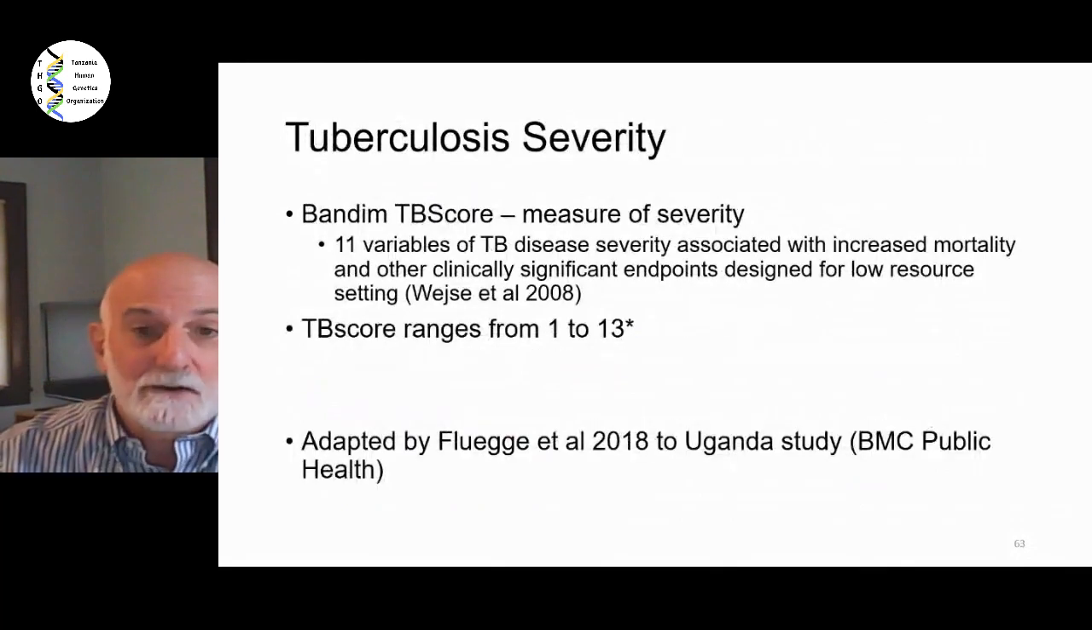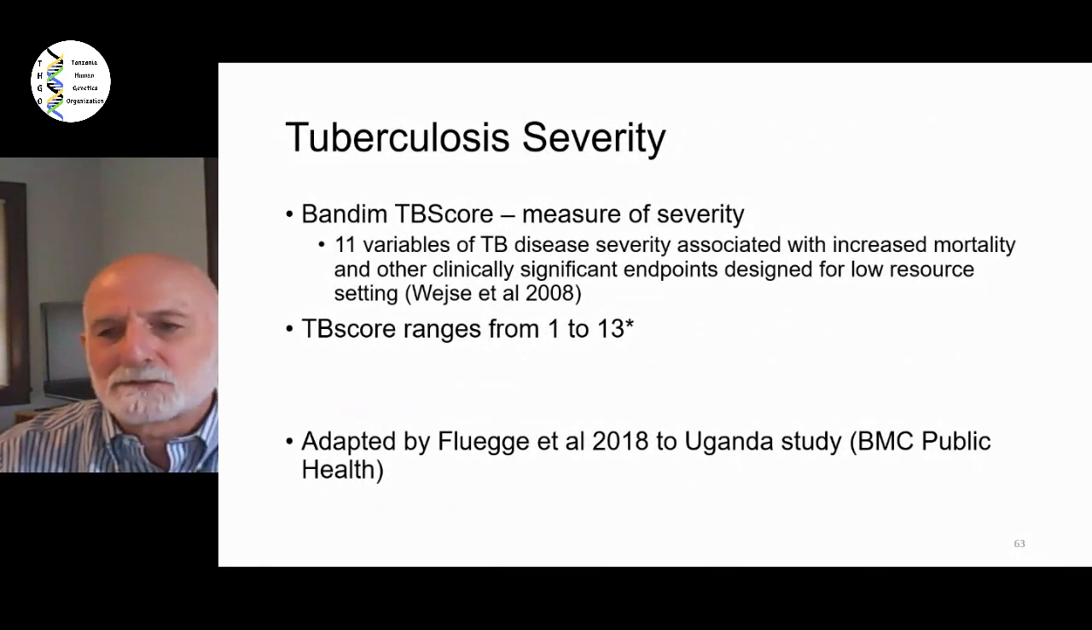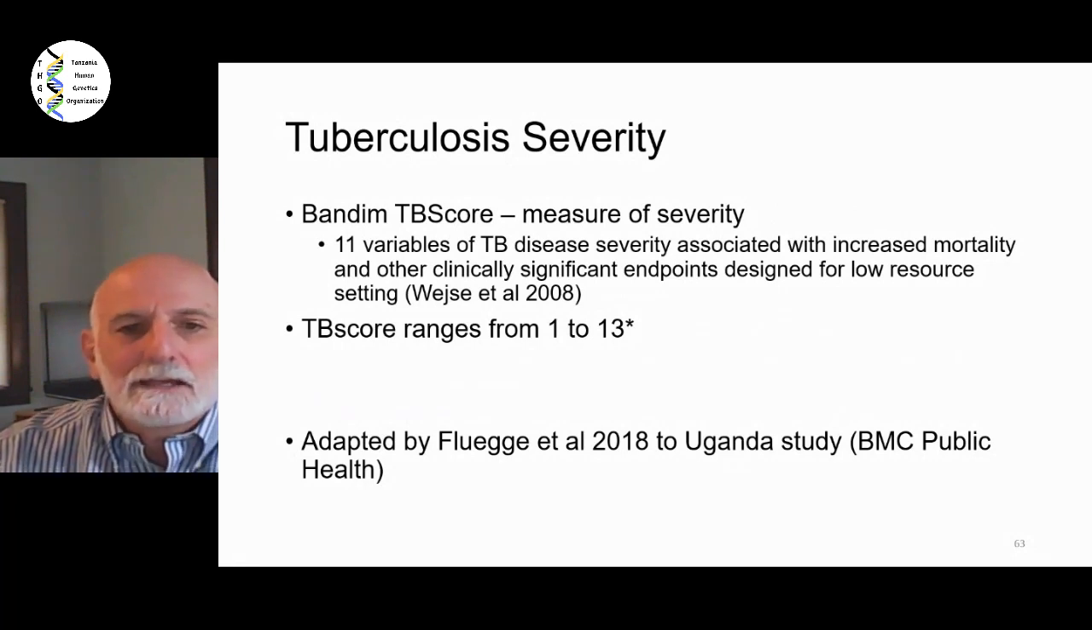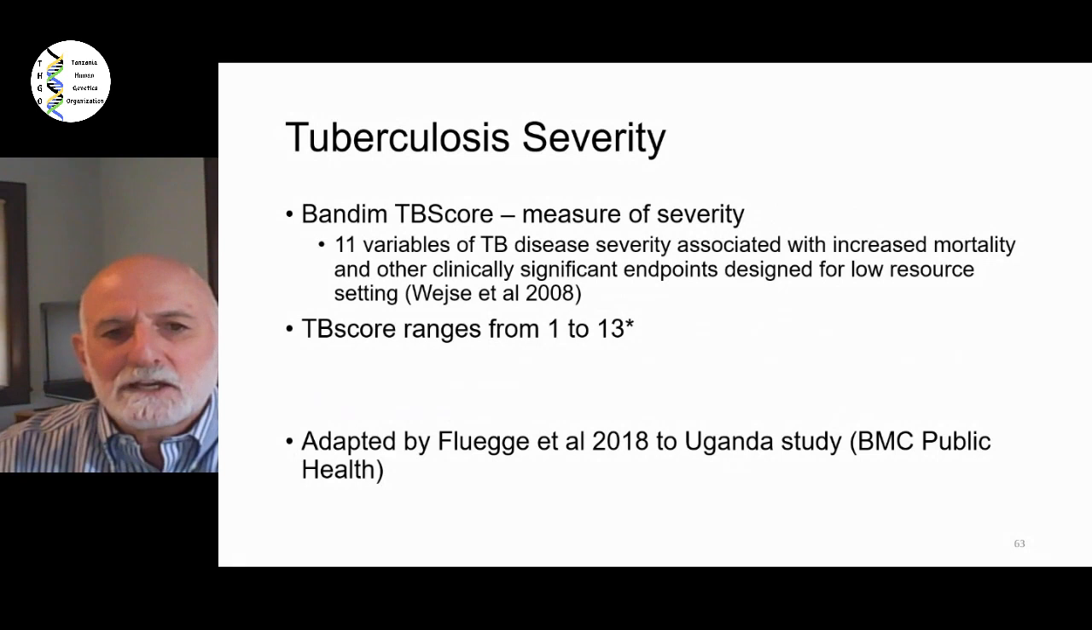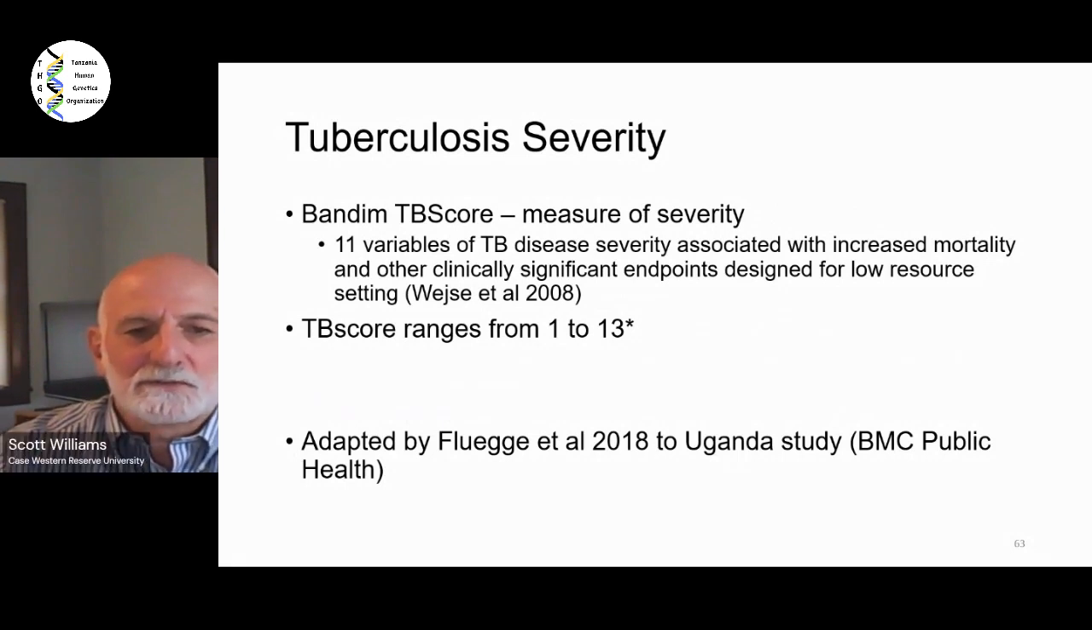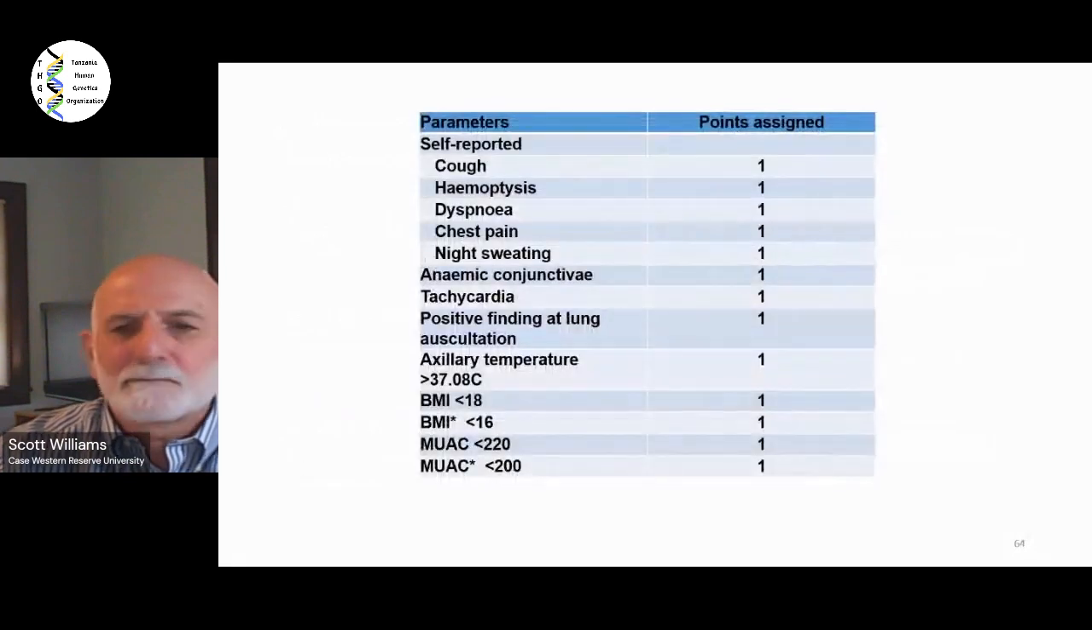How do we measure TB severity? Now, there are multiple ways of measuring TB severity, looking at x-rays and measuring the percentage of the lungs that are affected. We chose to do a method called the Bandim TB score, which was generated by a collaborator out of Guinea-Bissau. It's a measurement that is amenable to resource-limited environments. You're taking 11 variables of TB disease, and for the presence or absence of each of those, you get 1 point, so you can score 1 to 11. But for 2 of those, you can actually get extremes, and we gave extra points for those. And we've adapted that to our study in Uganda.